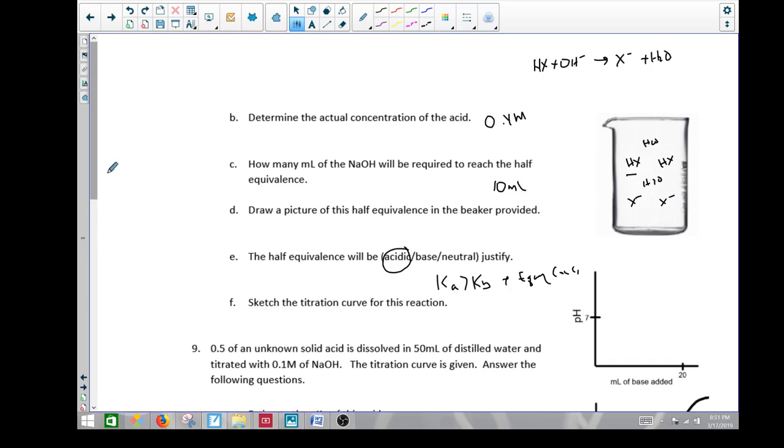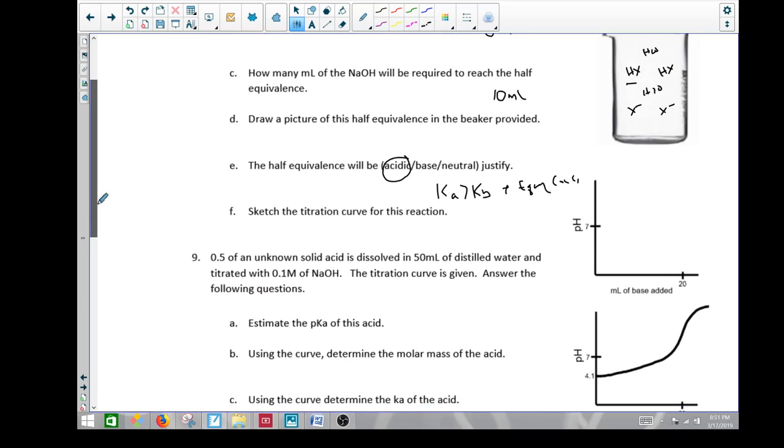Sketch the titration curve. What does it look like as we dump these two together? We do know that at 20 milliliters is when we run out. I have an acid and I'm dumping the base into it, so I dump it in, dump it in, dump it in, and all of a sudden right there it spikes. This is the area where we are buffering, where we have both weak acid and the conjugate base. At the halfway point, right at 10, these two concentrations are equal. Right here, HX is now gone.